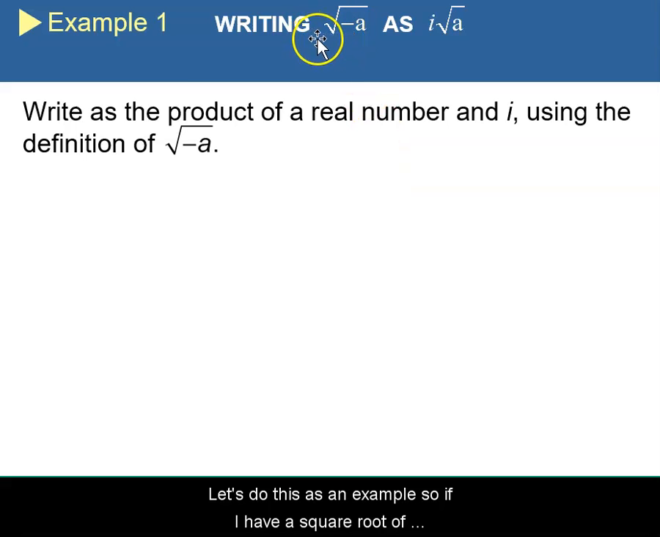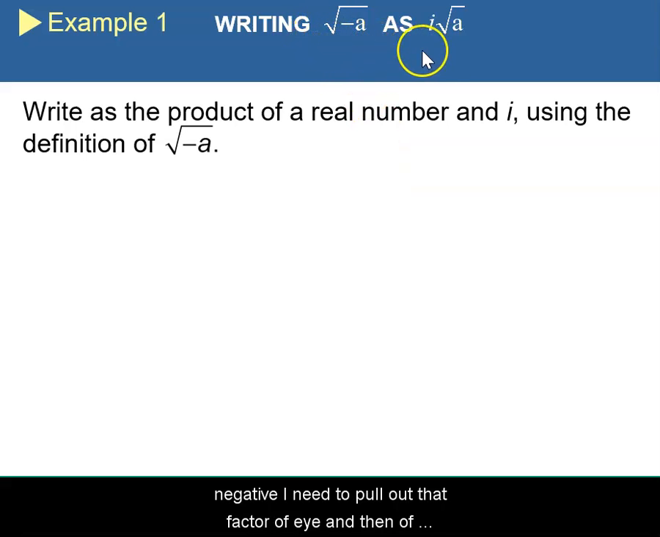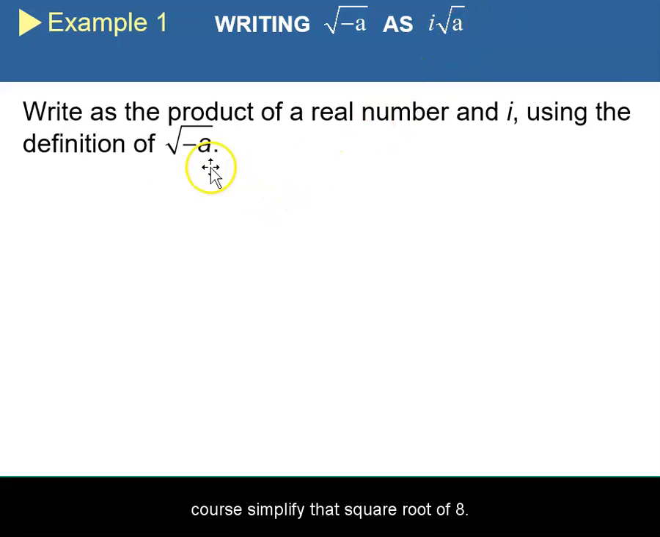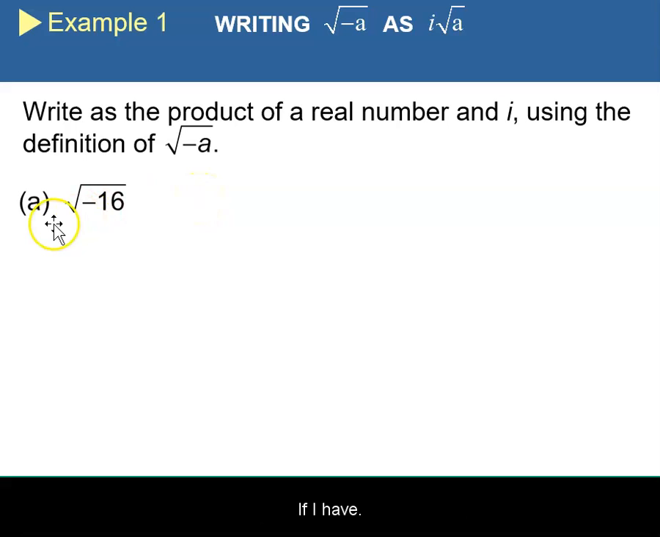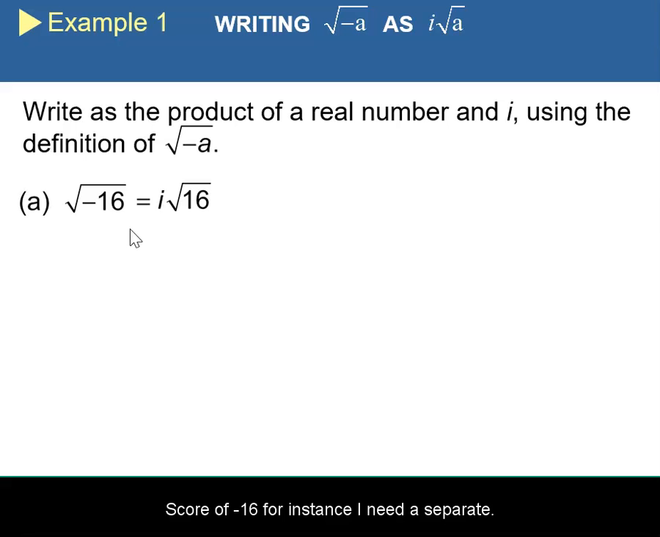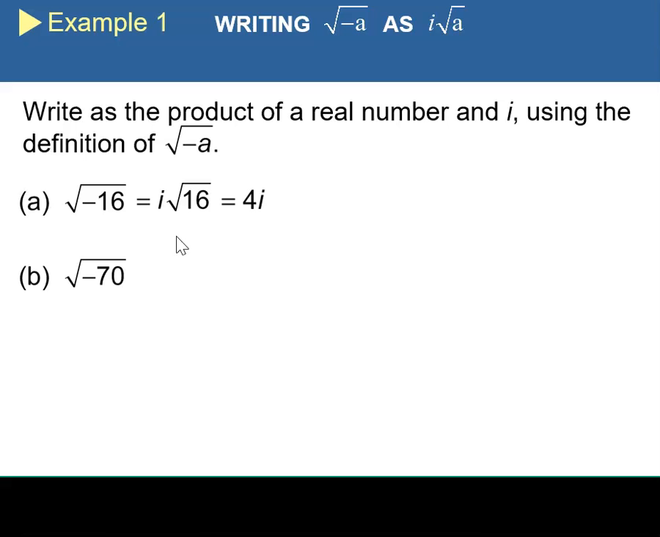So if I have square root of negative a, I need to pull out that factor of i, and then of course simplify that square root of a. So if I have square root of negative 16, for instance, I need to pull out the i, okay? And then I can evaluate square root of 16. Square root of 16 is 4, so this turns into 4i, okay?